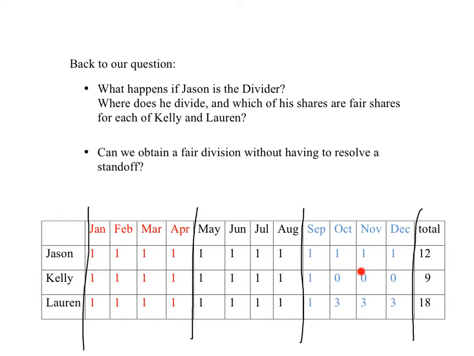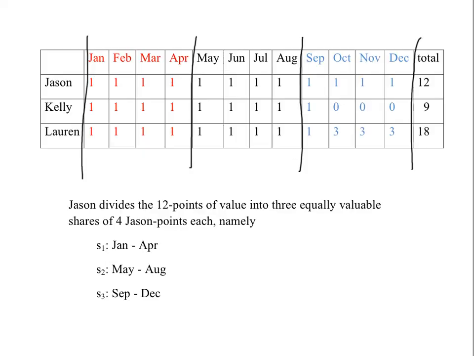Remember, it has to be 3 equal parts, 3 equally valuable parts to Jason, because this is the lone divider method, and there are 3 players. So he must divide into 3 equally valuable parts to him. To make these easier to refer to later, let's give names to the shares. So we're going to call this share 1, January through April, this share 2, or S2, May through August, and this one S3, September through December.